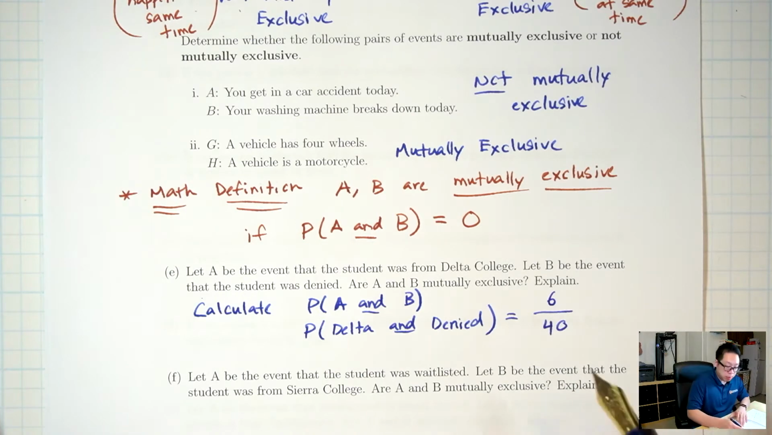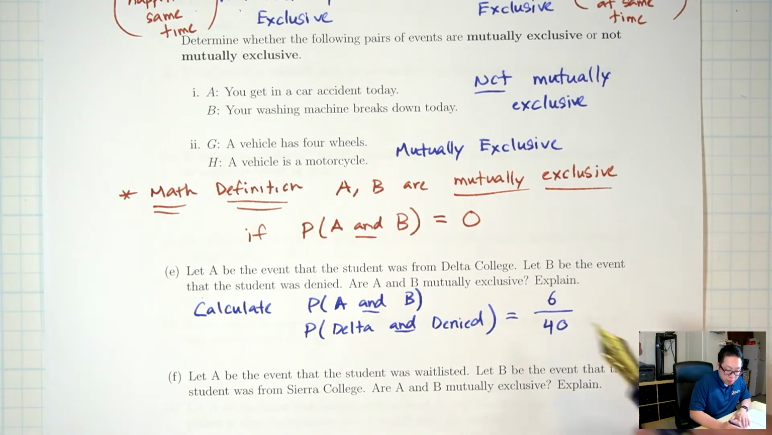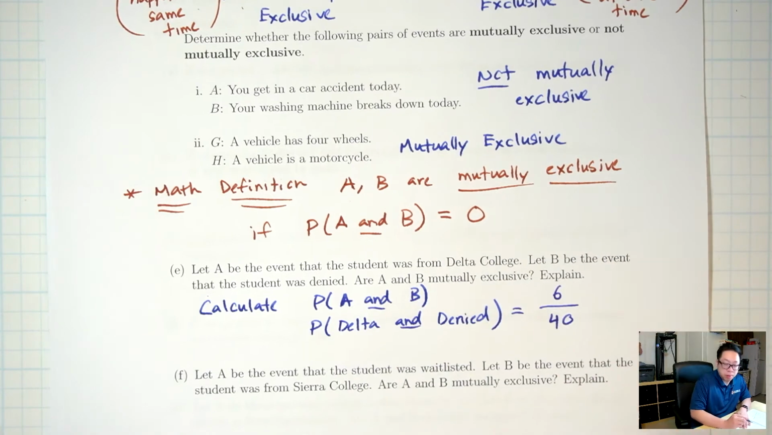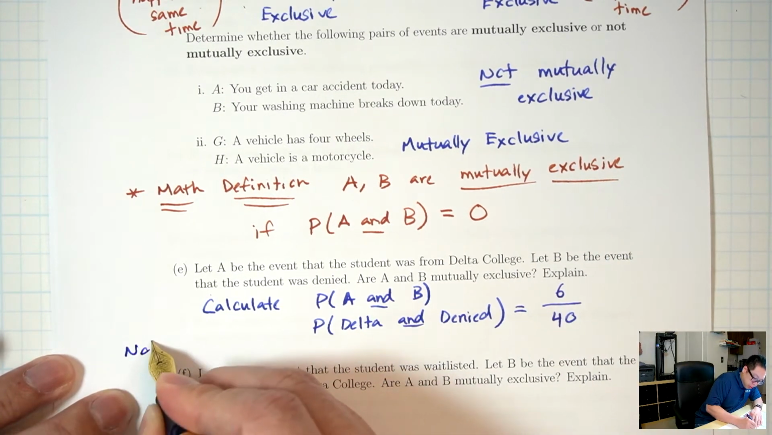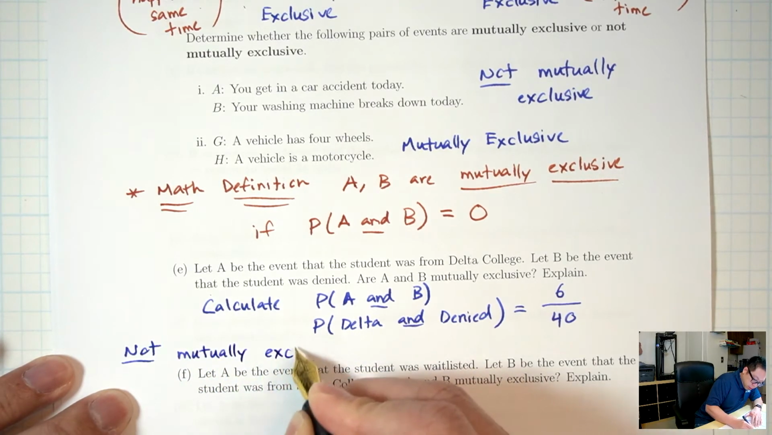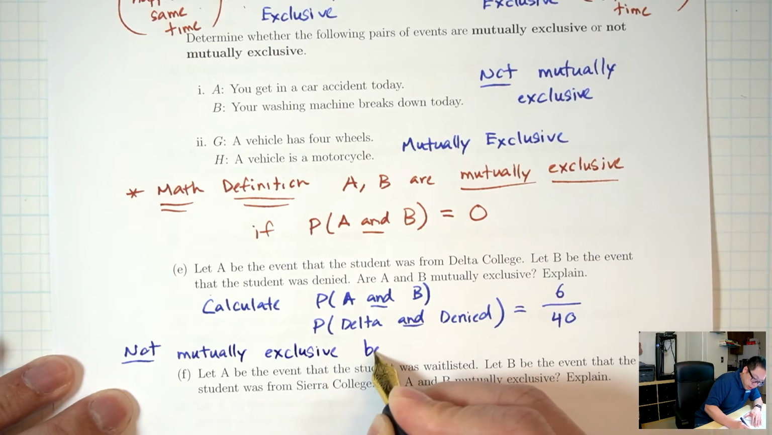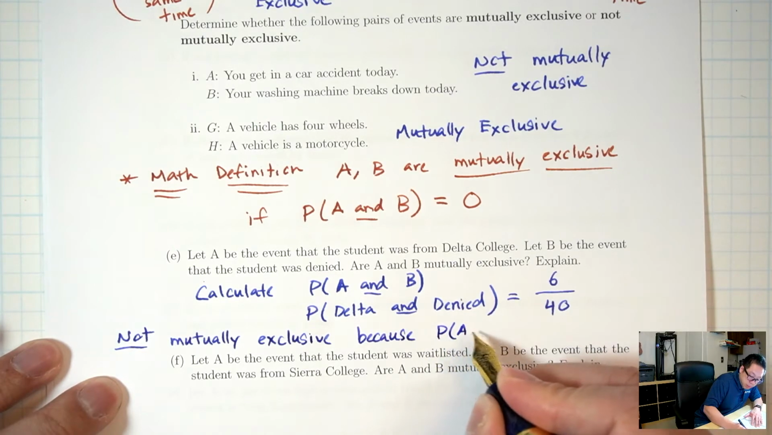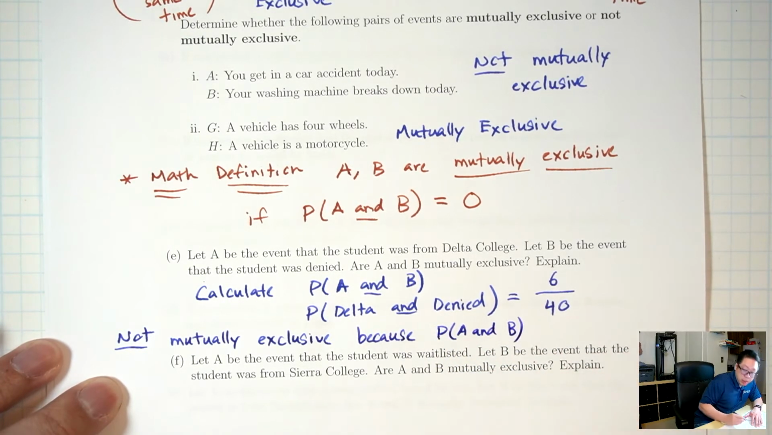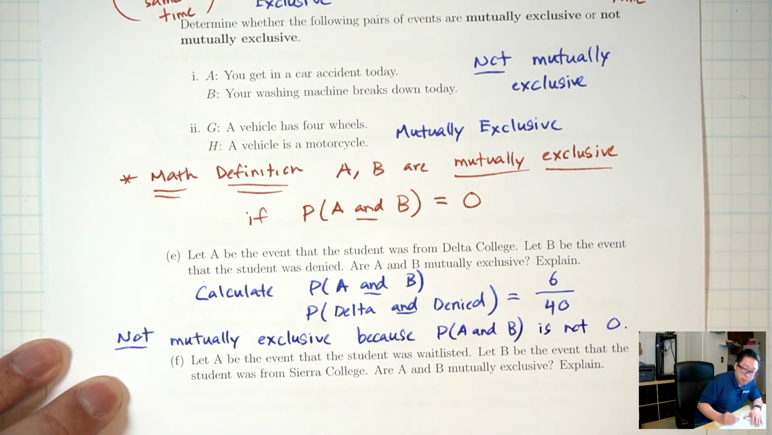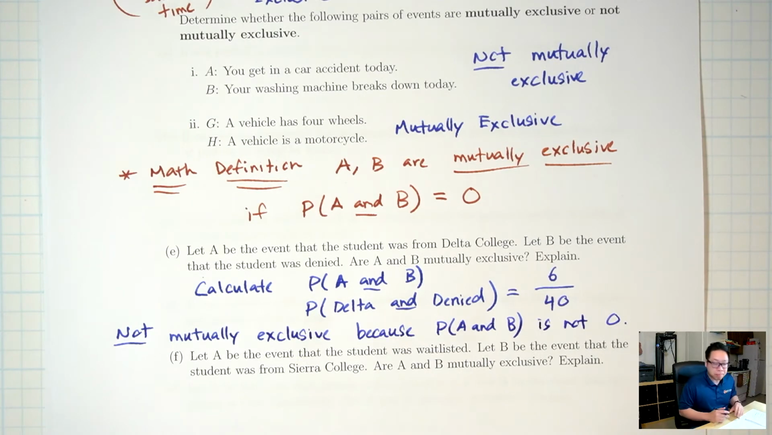And then we're just checking whether this is 0 or not. You can check by dividing on your calculator, but it's pretty obvious that that's definitely not 0. Because it's not 0, your conclusion is that this is not mutually exclusive. This is not mutually exclusive, because when we checked P of A and B, we got a number that was not 0. So P of A and B is not 0. That's the explanation I want you to write.